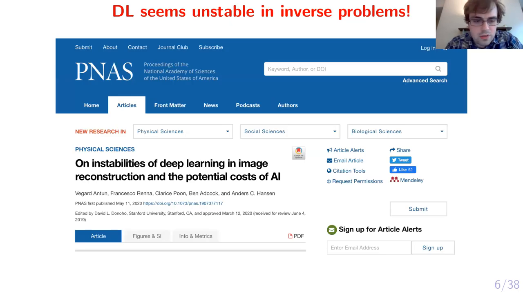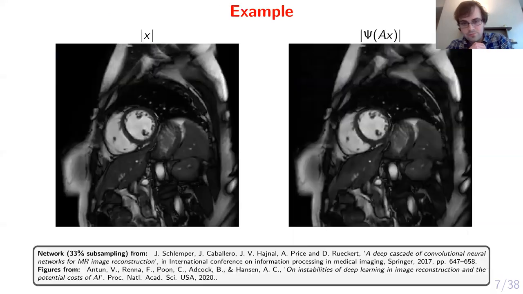So two of my co-authors were on a paper that appeared a couple of years ago in PNAS. What they did was look at developing an instability test for deep learning in inverse problems. Similar to the adversarial perturbations you get in image classification, what their algorithm does is search for a small perturbation of the image so that the neural network or the reconstruction method will have a large perturbation in its output. So let's look at an example of this.